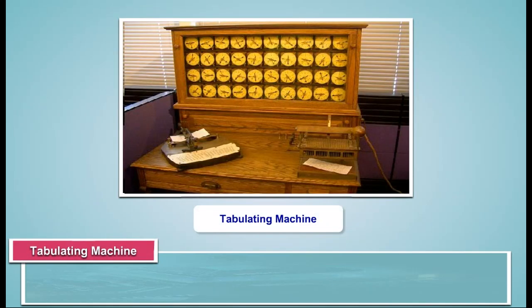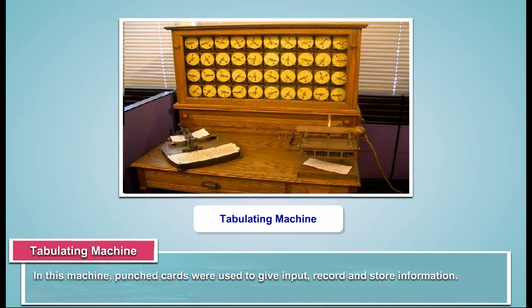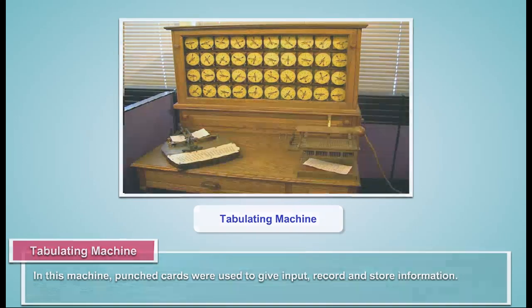Tabulating machine. Tabulating machine was the first electronic machine. It was developed by Dr. Hermann Hollerith in 1890s. It was capable of reading data, processing it and giving output. In this machine, punched cards were used to give input, record and store information.